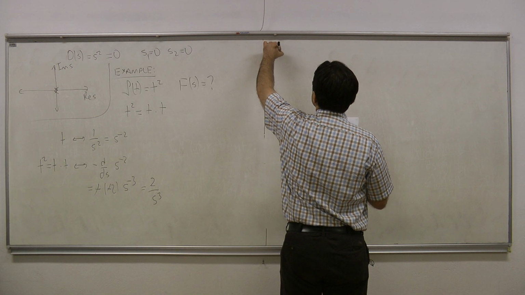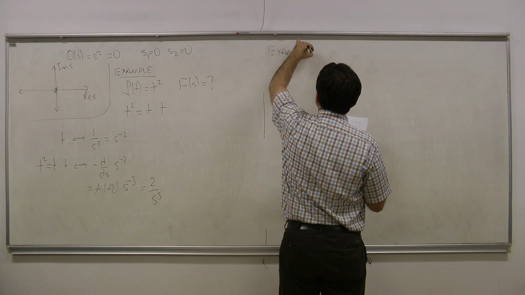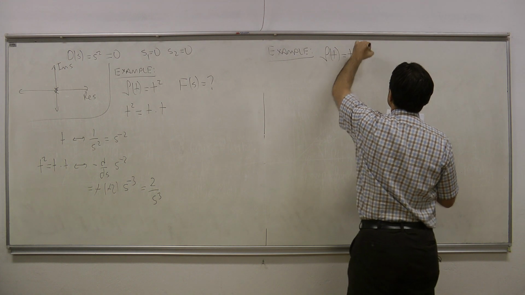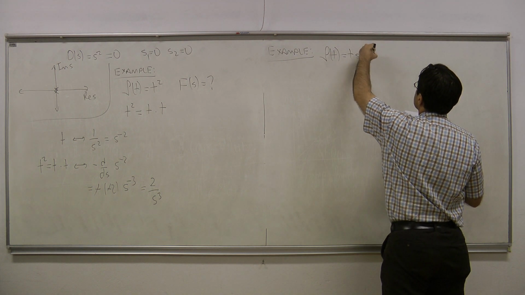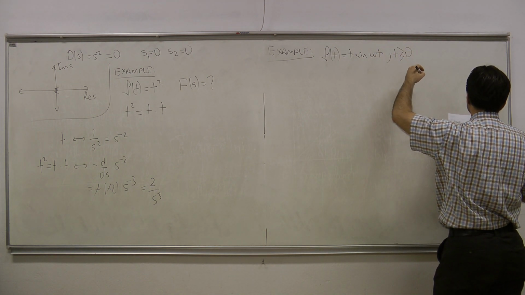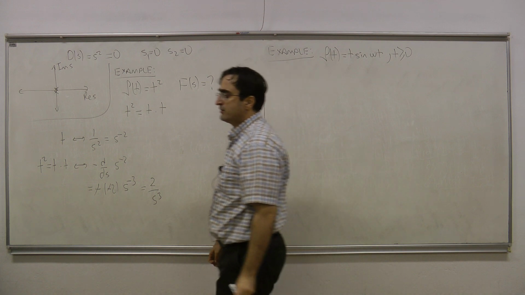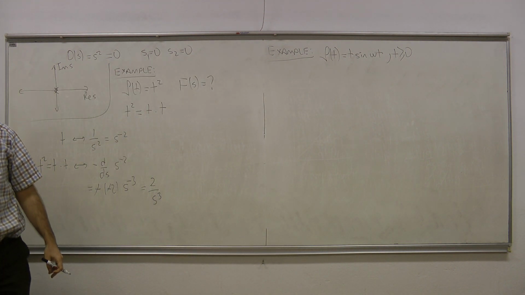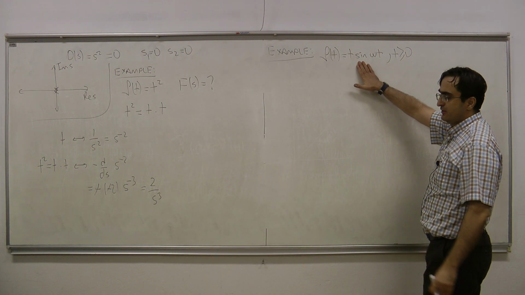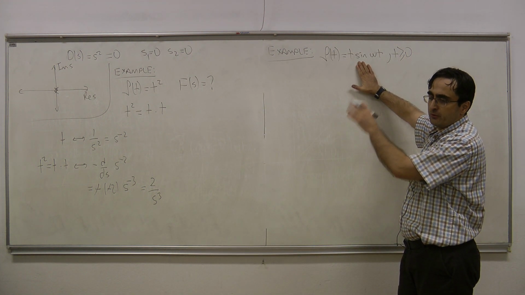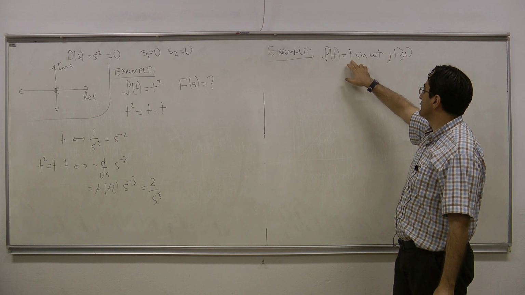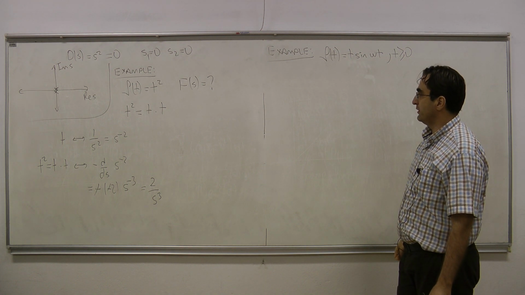For example, so we have f of t is equal to t times sine omega t. Okay? And this is true for t larger than or equal to 0. What is f of s? What is the Laplace transformation of this function? So again here you see that the sine omega t, which is a constant amplitude sinusoid, is multiplied with t. So we modulate the amplitude of sine with the function t.